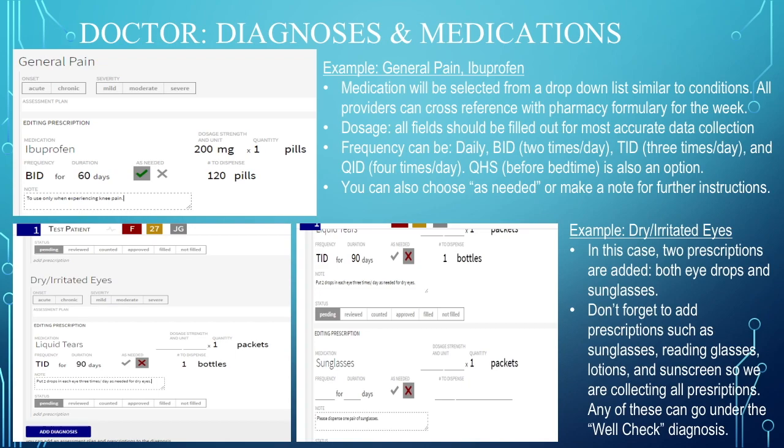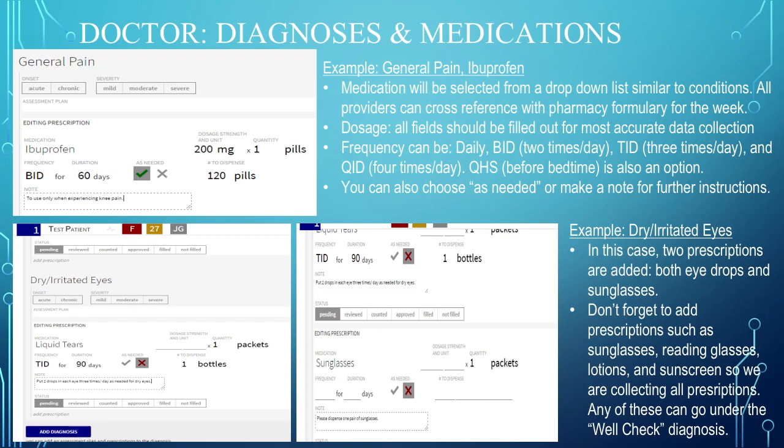There is a drop-down menu of the frequency, so it can be daily, 2 times a day, 3 times a day, 4 times a day, or before bedtime. You can also check this as needed for something such as ibuprofen, where they're only taking it when they're experiencing pain. In addition, I've added another example of dry and irritated eyes. I've prescribed the patient liquid tears, which I'm dispensing 1 bottle here. And I've also added a prescription of sunglasses.